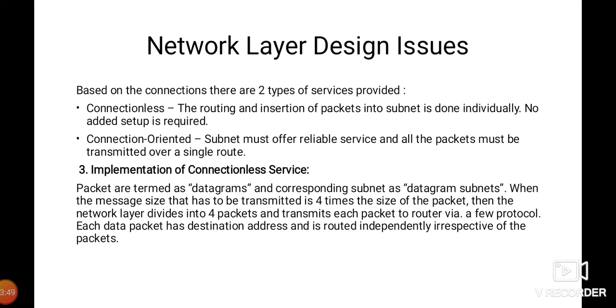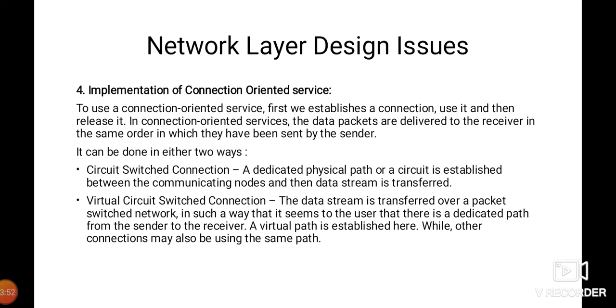Next, the implementation of connection oriented service. In connection oriented service, the source decides the path, and that particular path is followed by each and every packet of the message. To use a connection oriented service, first we have to establish a connection, then we use it, and then release it. So basically three phases are there: connection establishment, data transfer and then connection release.